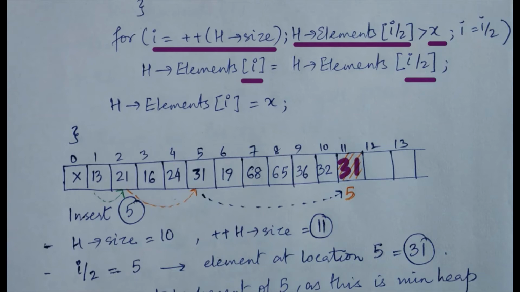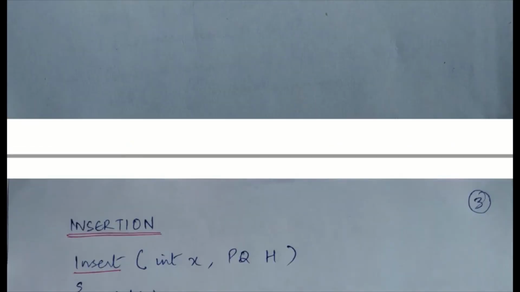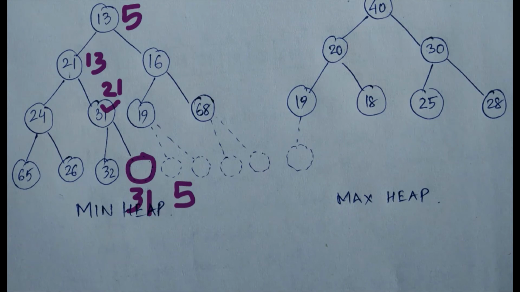And you go back in the for loop. What happens to I in the for loop? I changes from I to I by 2. So basically, earlier it was pointing to 11. I by 2 was 5. I was using I by 2 for comparison. Now I is set to I by 2, because if you remember in the figure here, now I have to compare 5 with the parent of 31 or this location.